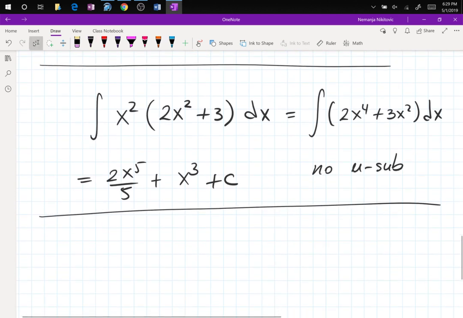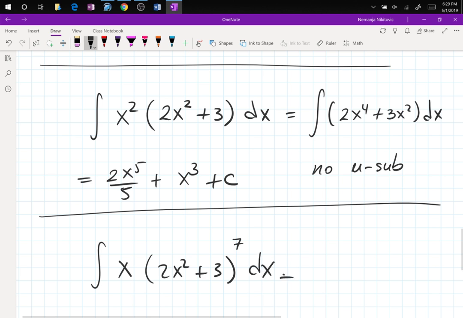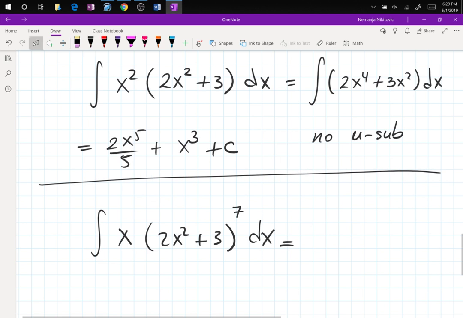So now, is there a version of this problem that I can do where the u sub would work? And the answer is sure. If I just have an x over here, and then I have a 2x squared plus 3, and I raise this to a 7th power, the x, for instance, I don't have to put that 7 there, but we can be dramatic. Now, I do have function derivative pair.